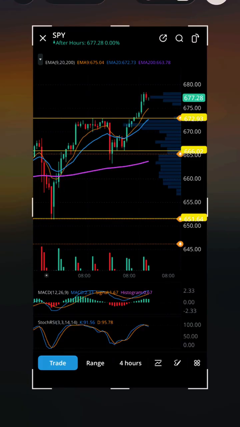This is the foundation. Every candlestick you see is going to have 4 pieces of information to it.